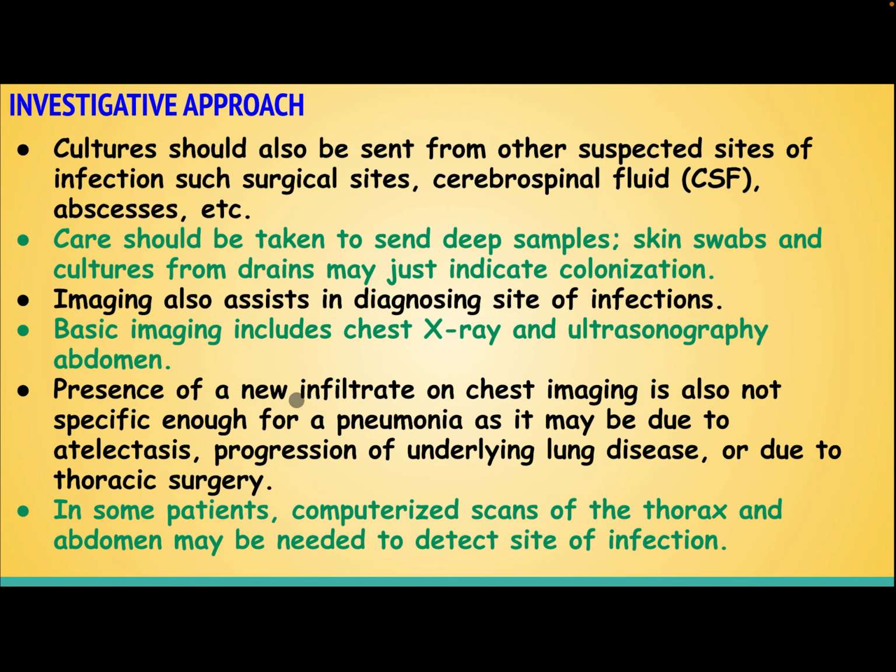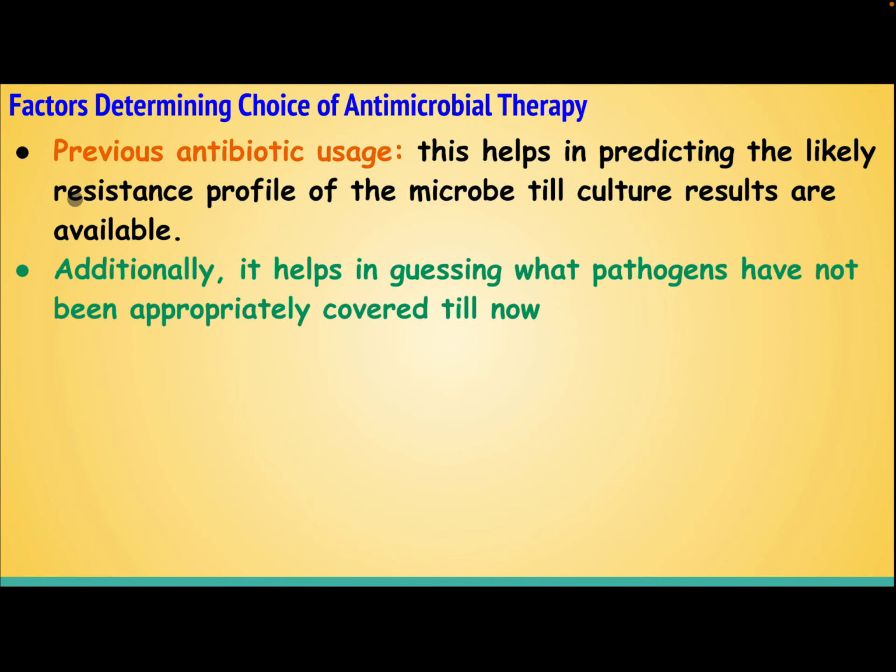Presence of a new infiltrate on chest imaging is also not specific enough for pneumonia, as it may be due to atelectasis, progression of underlying lung disease, or thoracic surgery. In some patients, computerized scan of the thorax and abdomen may be needed to detect site of infection. Factors determining choice of antimicrobial therapy.